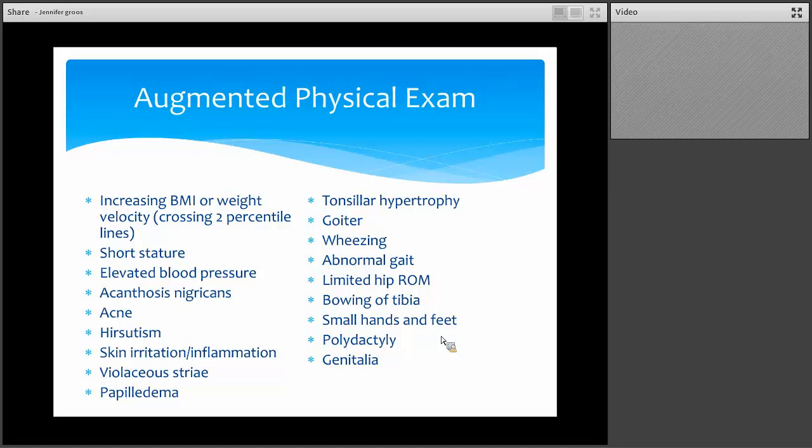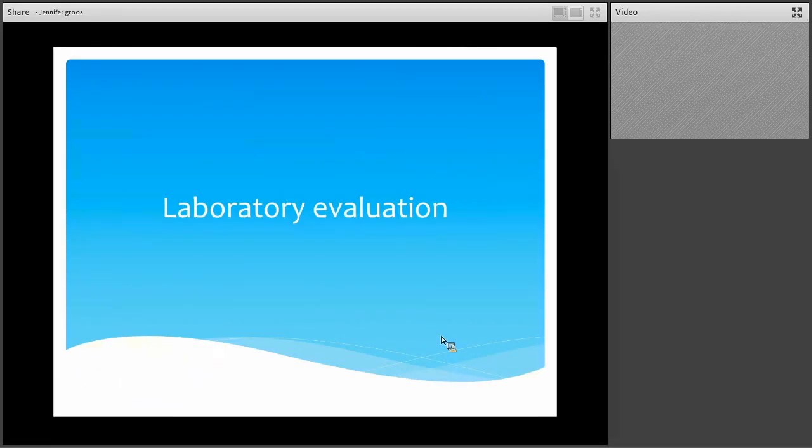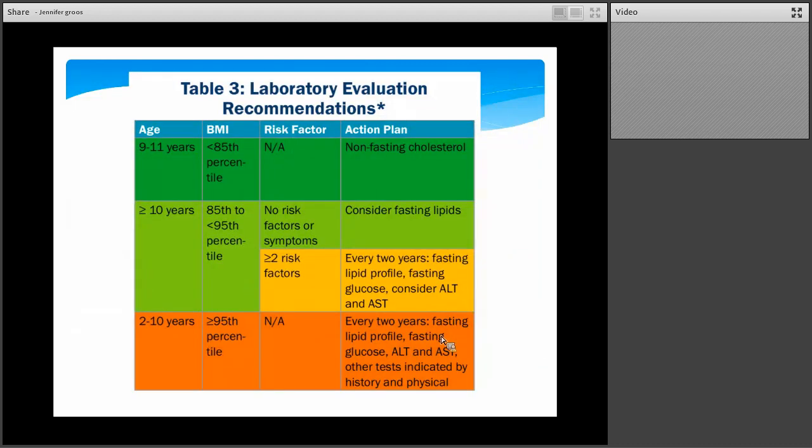We know that children with larger body habitus may have problems with yeast infections or other fungal infections in skin folds that we need to be cognizant of. Violaceous striae can be a sign of Cushing syndrome or other hormonal problems. Papilledema, again, suggests pseudotumor cerebri. Tonsillar hypertrophy, as well as goiter, wheezing or abnormal gait, and limited hip range of motion.